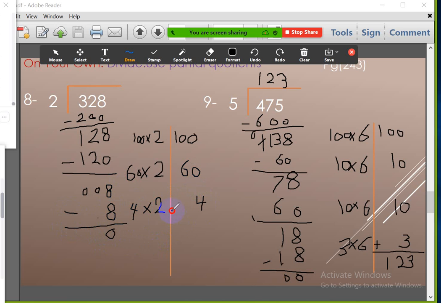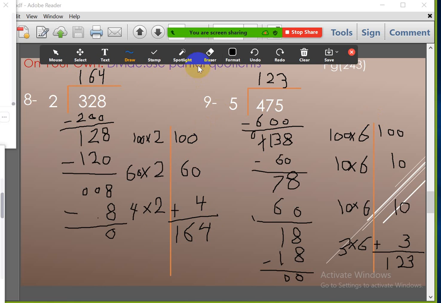Now to find the quotient, I have to add all those numbers. 0 plus 0 plus 4 equals 4. Now 0 plus 6 equals 6. And the hundreds will be 1. So the answer for this division is 164. Okay.